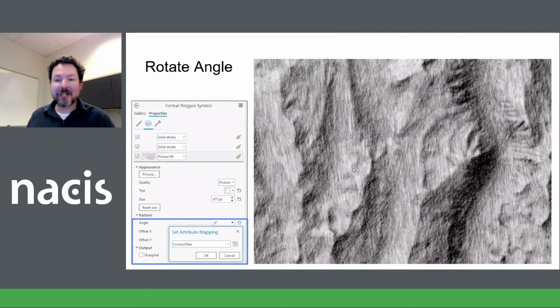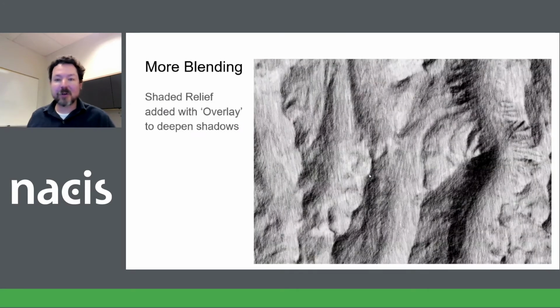So we don't have a lot of definition. Often in the case of this process, the answer was just more blending. So to add a little bit of contrast, we could put the original hillshade back on and set it to overlay or soft light or hard light. And that would give it a little bit more definition to those shadow areas. With one image texture, we can kind of adjust the size, the scale, or the rotation of those strokes.